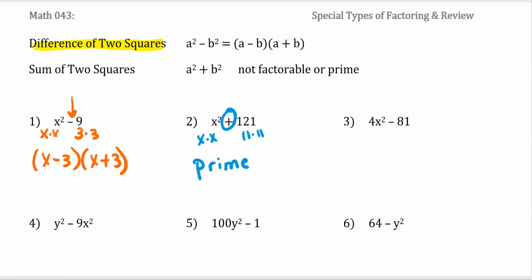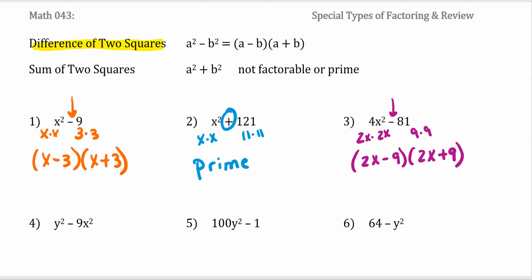Number 3, we have two terms. The first term is a perfect square, 2x times 2x. 81 is 9 times 9. It is a difference. Therefore, it'll factor 2x minus 9, 2x plus 9.